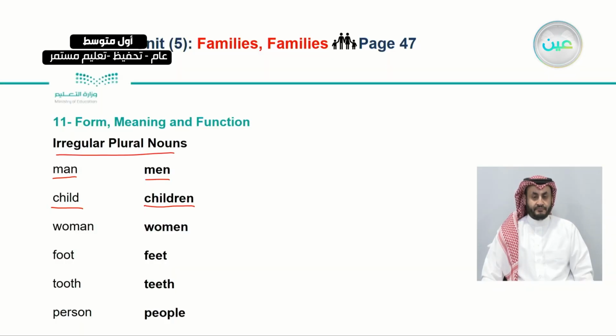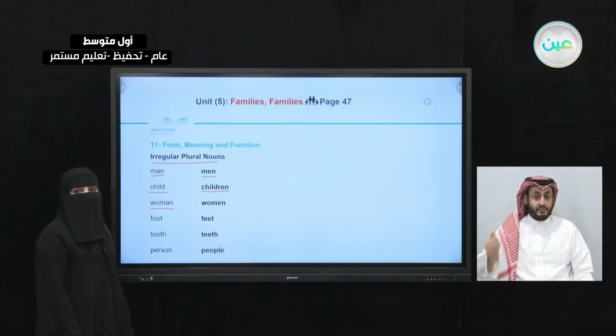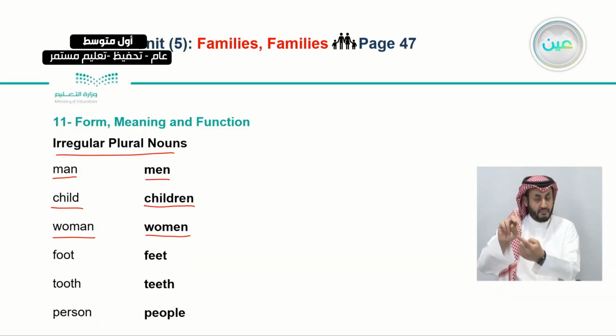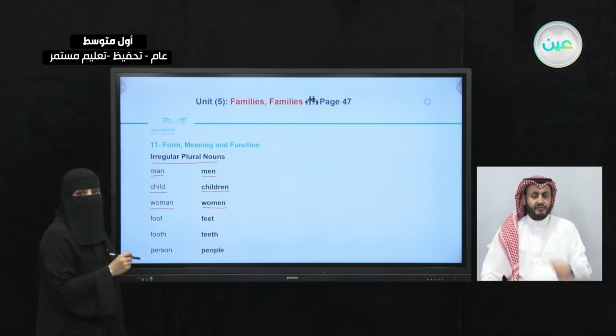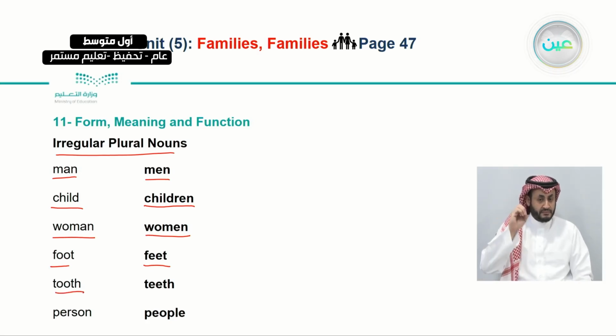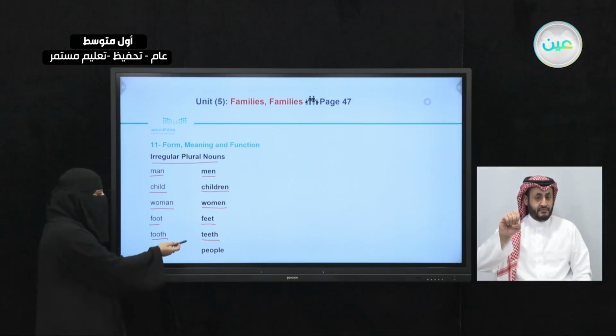How about women? What's the plural form of the irregular noun woman? 2 or 3 women. Did you notice that? It's a good idea to practice spelling. Okay? How about foot? 1 foot, 2 feet, or 3 or more. Tooth changes into teeth. 1 tooth, 2 or more teeth.